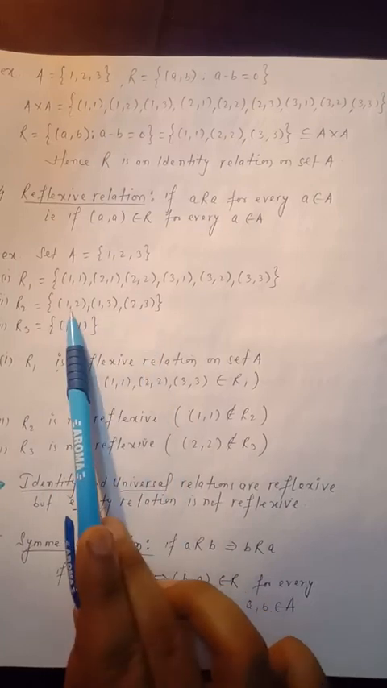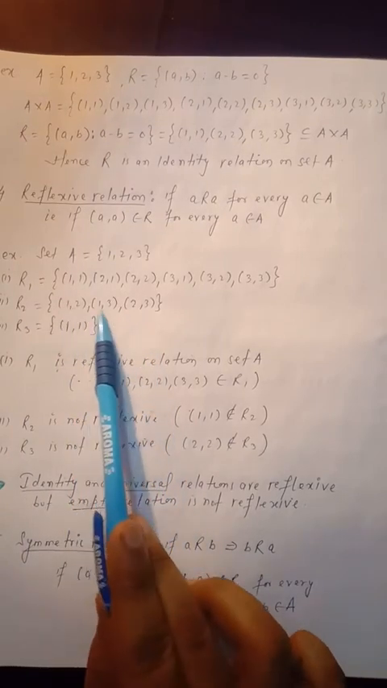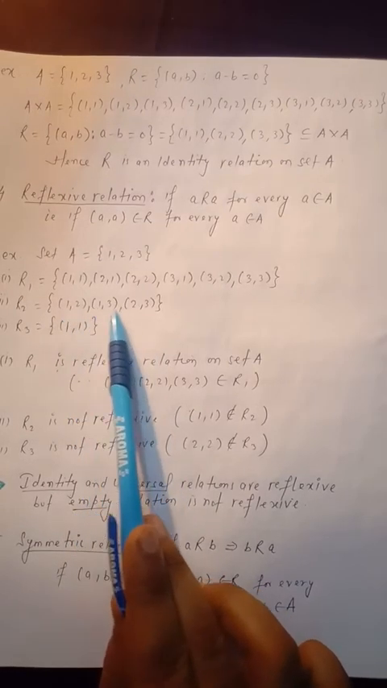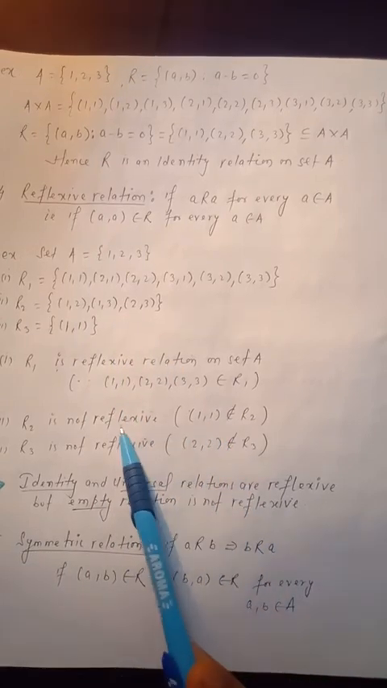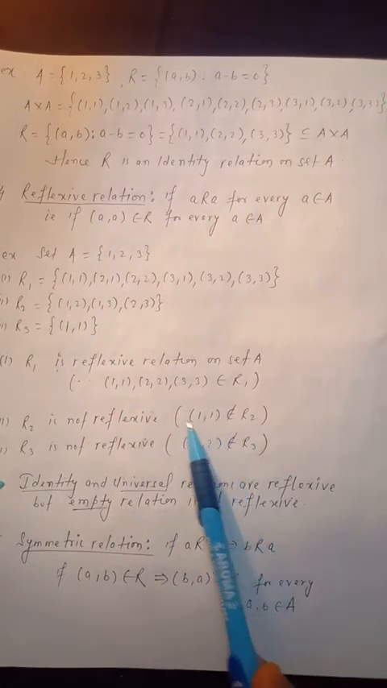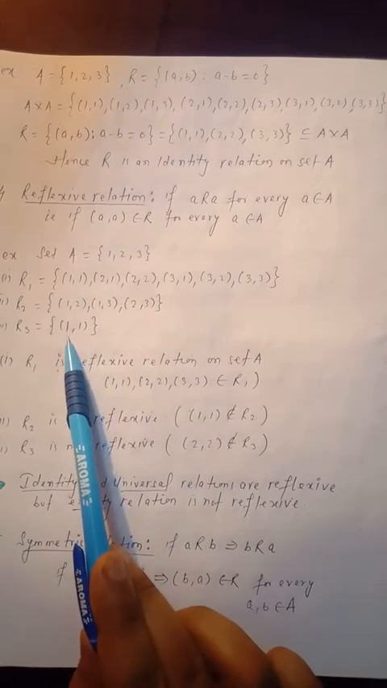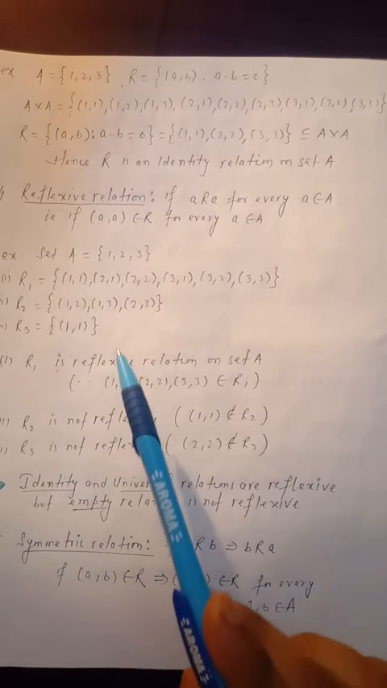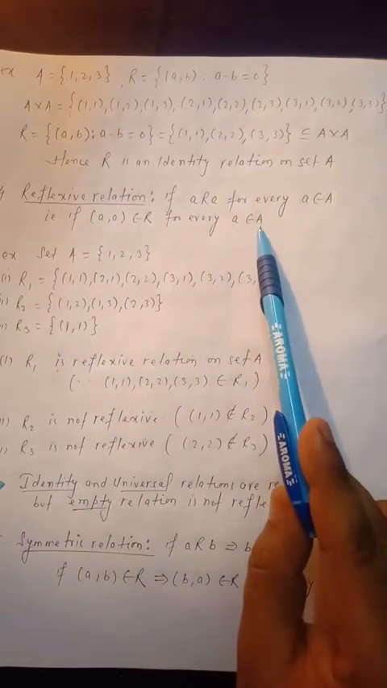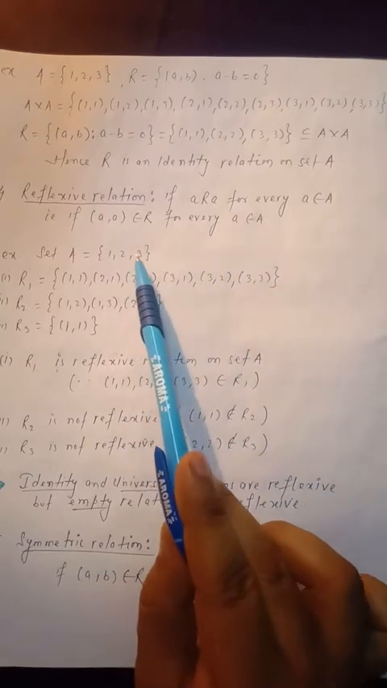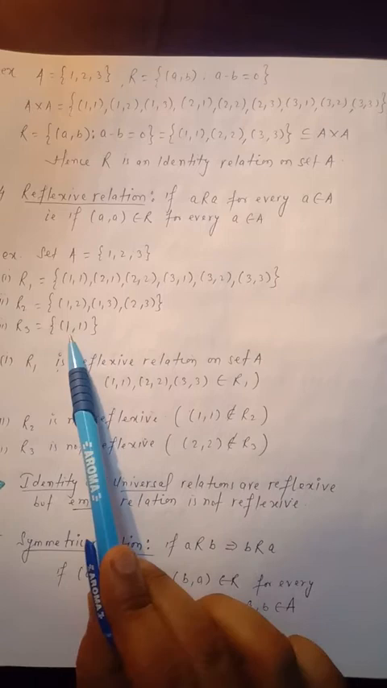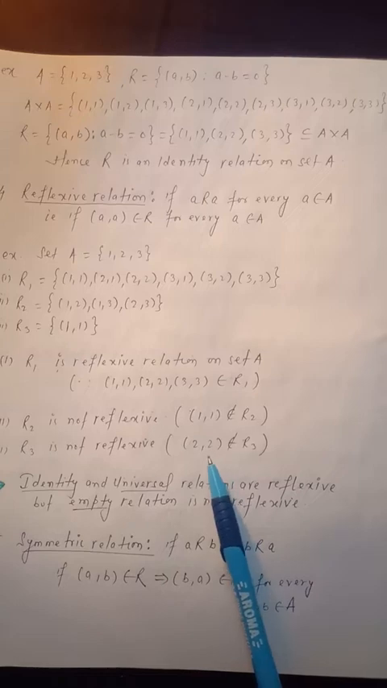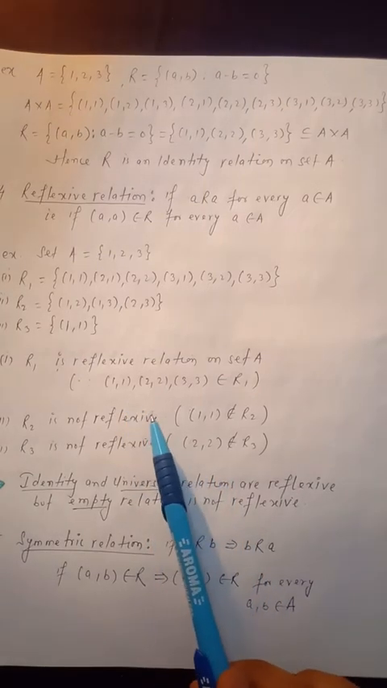Just see R2. Here in R2 you can see this is not reflexive, because for reflexive we require (1, 1), (2, 2) and (3, 3). So therefore it is not a reflexive relation. What about R3? You can see in R3 (1, 1) is present, it's good, but it is said every element of set A. So (2, 2) and (3, 3) are not present in R3. So therefore R3 is not a reflexive relation. So in all the three cases only R1 is reflexive.